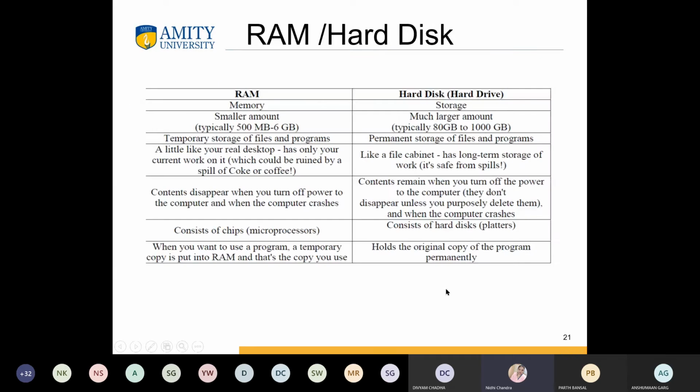Then the other difference which is there is between RAM and hard disk, which is your temporary storage and your permanent storage. So if you see, this permanent storage is talking about your files, your programs.